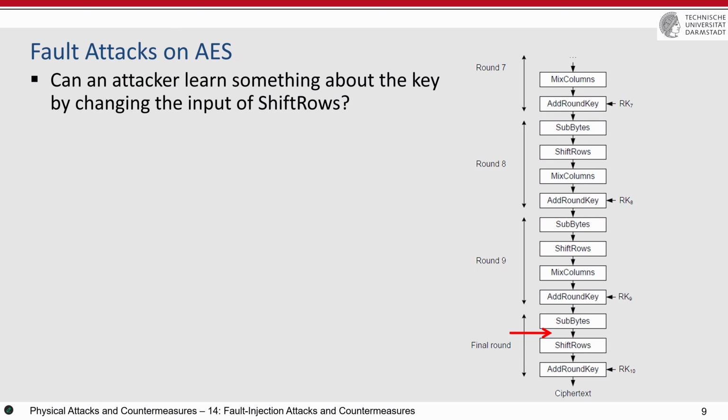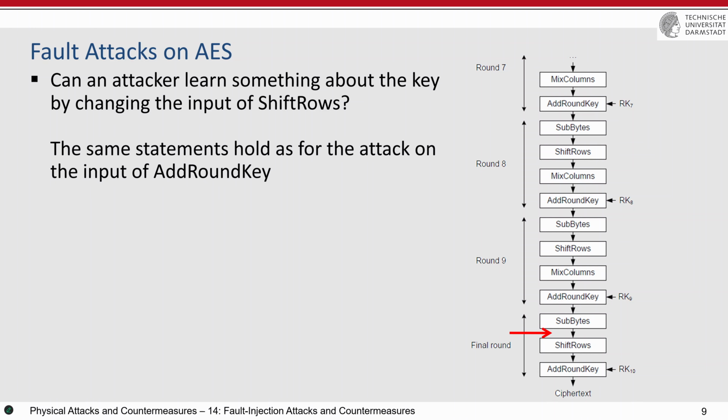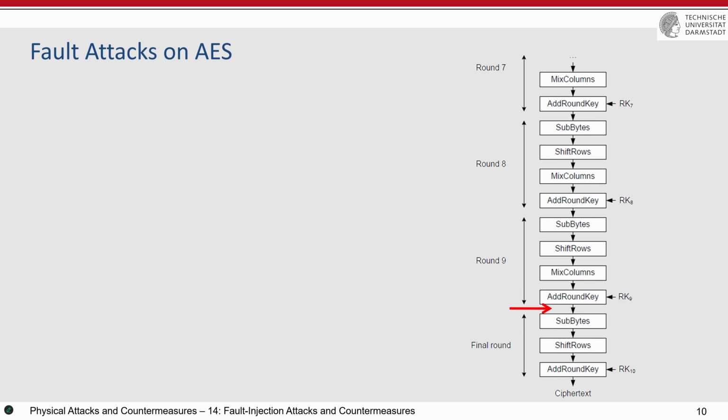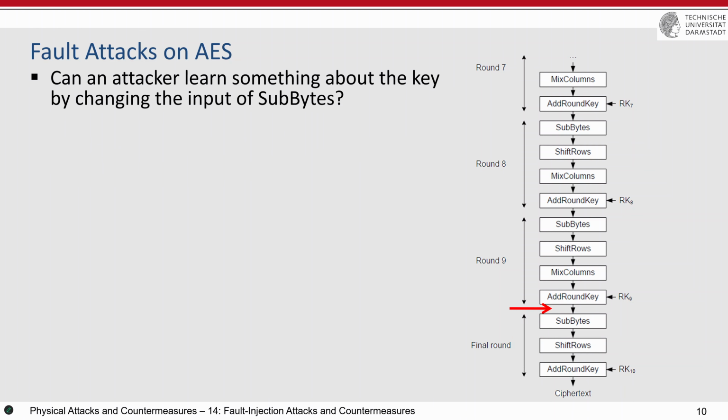Now, if we inject the fault at the input of the shift rows, as you know, the shift rows just changes the position of the bytes. Then all the statements that we gave for the attacks on the input of the add round key also stay valid when we inject the fault at the input of the shift rows. Now we go one step higher, to the input of the subbytes. The attacker is injecting some particular faults at the input of the subbytes, and under some fault models, we should be able to perform the attack.